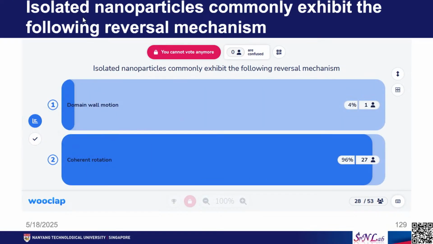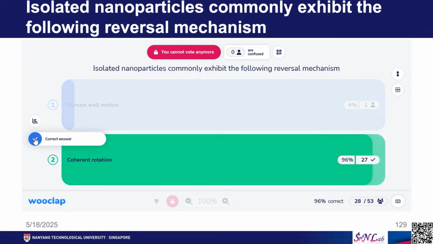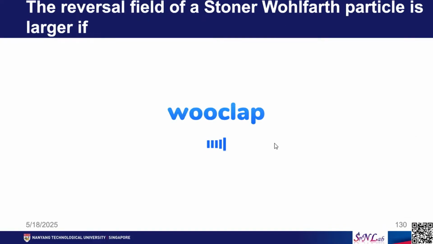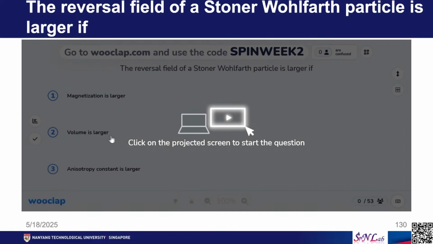Okay, majority of you are right. So, when we have isolated particles, we will have coherent rotation or the Stoner-Wohlfarth reversal mechanism. Okay. Next question.